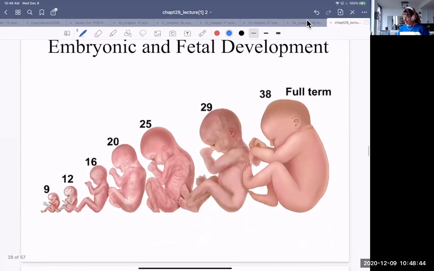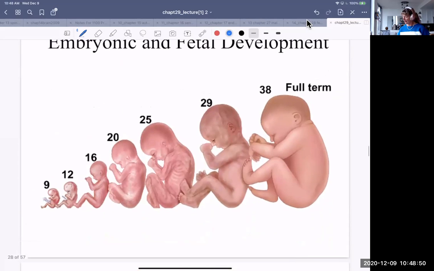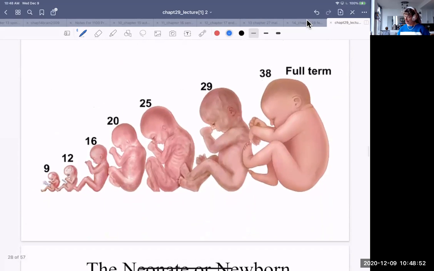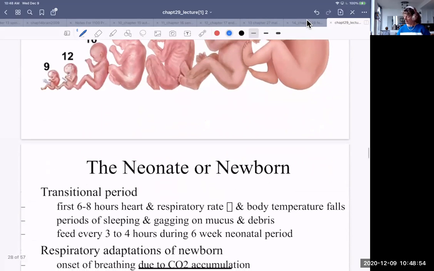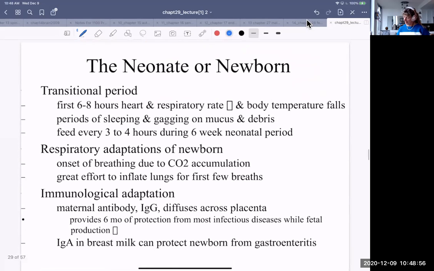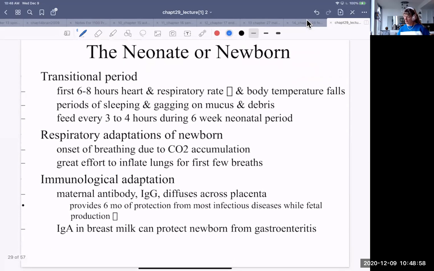So this is an approximate size differentiation from week 9 through week 38. You'll see this in the film. There's a transitional period once the baby is born, known as a neonate or a newborn.